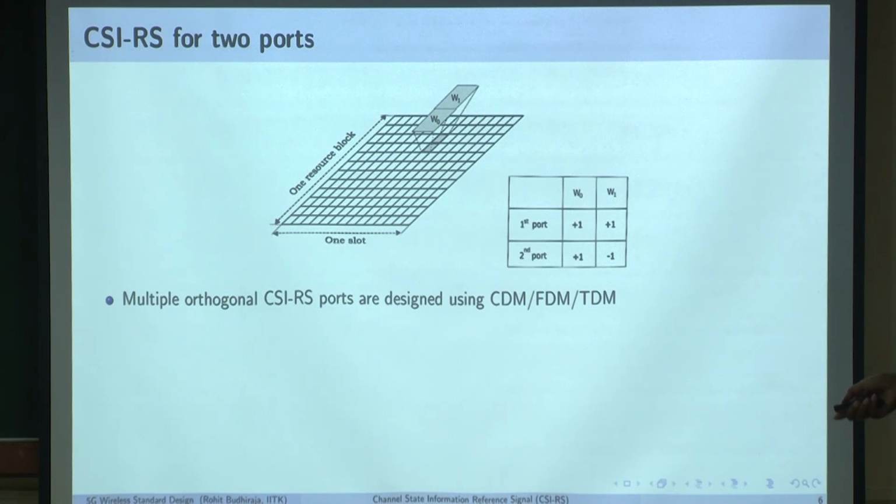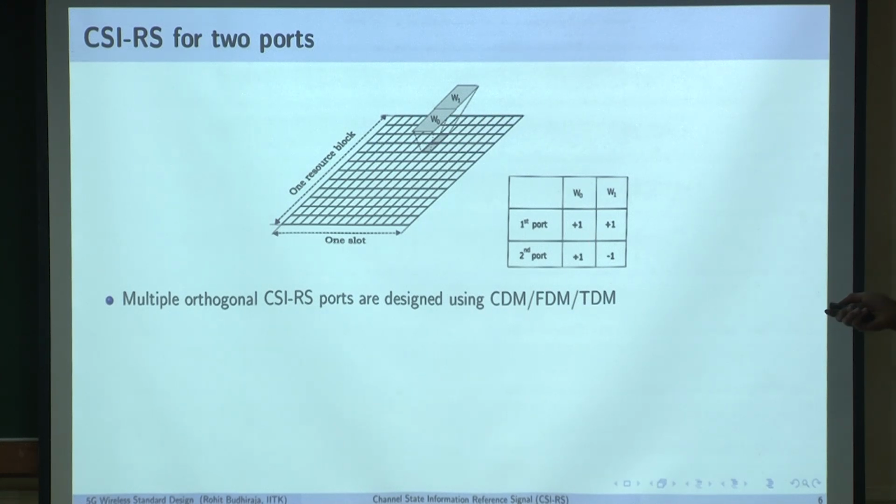So what is happening here? What are we showing here? These multiple orthogonal CSI-RS ports are designed using code division multiplexing, frequency division multiplexing, and time division multiplexing. For DMRS, we have seen how FDM, TDM and CDM are used. We'll see it over here.